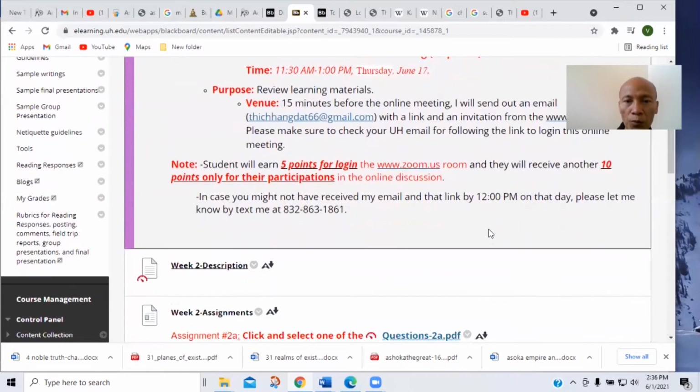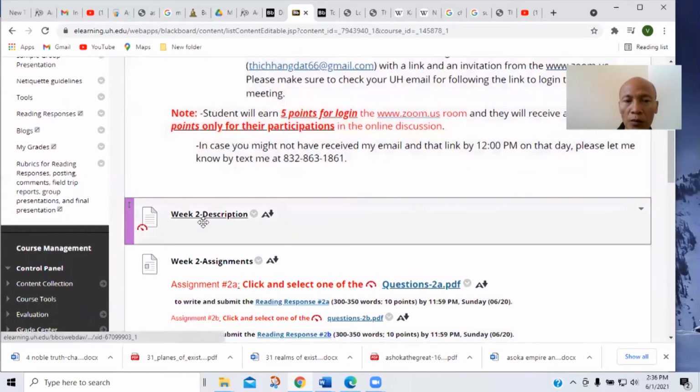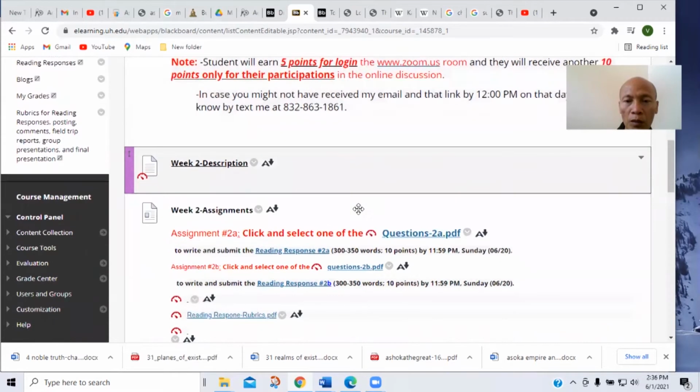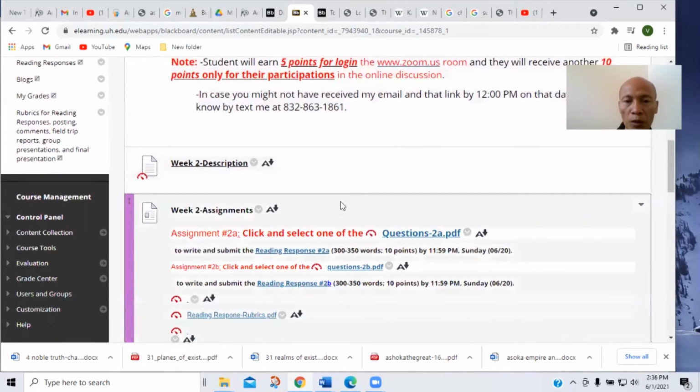So if you have not received my email for the Zoom link by 12 p.m. on that day, please let me know. You can text me at this number, 832-863-1861. And click on this description for week 2, and I will come back to that description later on.